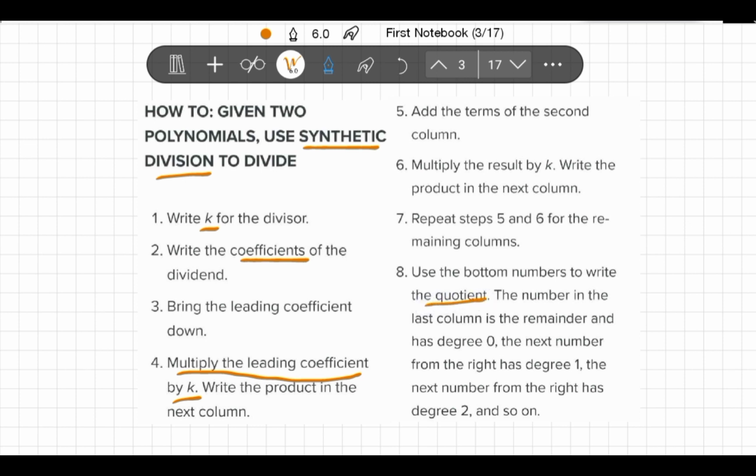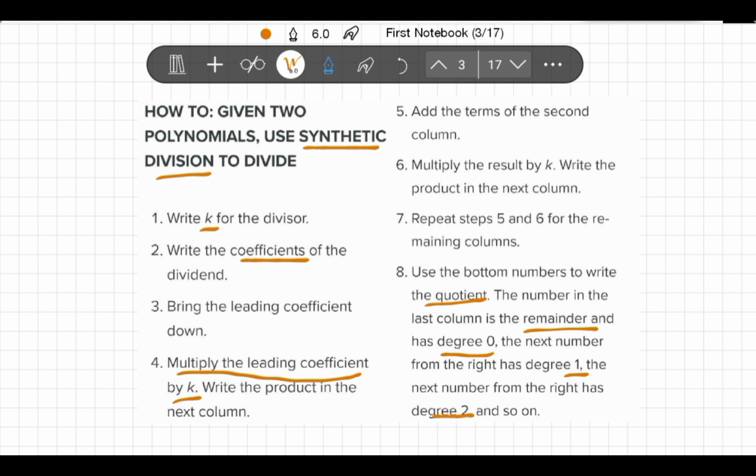And take note that the number in the last column is the remainder and has a degree of 0. Again, a remainder has a degree of 0. And the next number from the right has a degree 1. The next number has a degree 2, and so on.